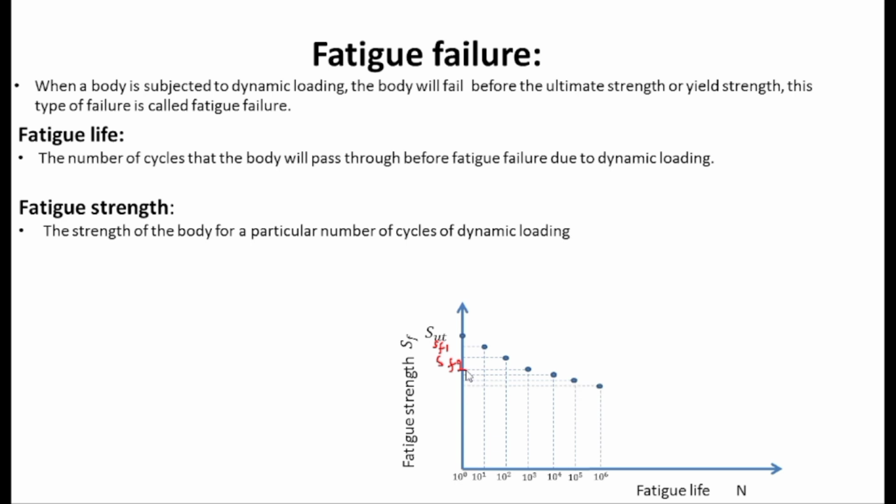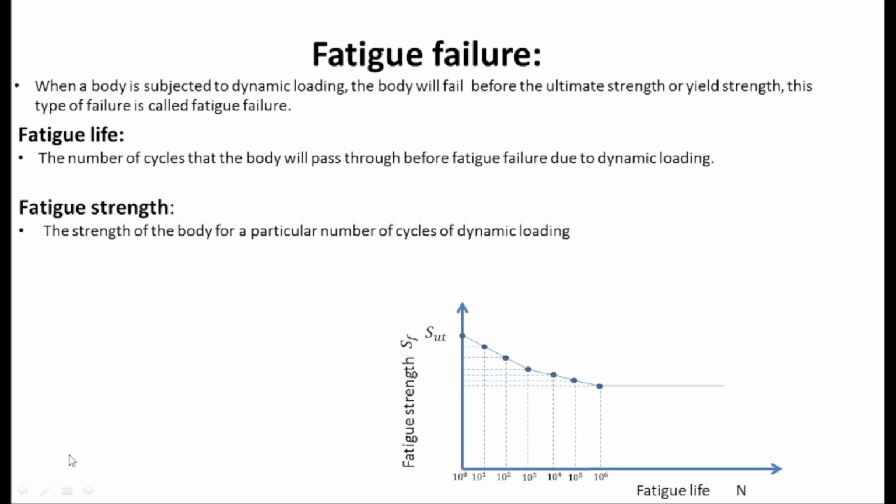Now when the number of cycles becomes equal to 10 raised to the power 6, you will see that there will be no further decrement in the fatigue strength. So the strength at this position is called the endurance limit.